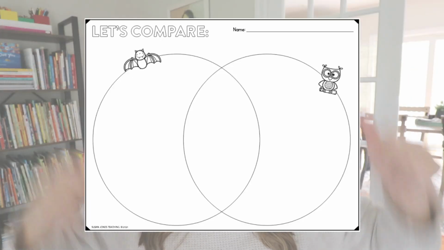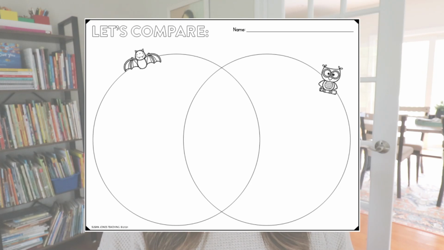And in my October writing unit, I actually have a bunch of differentiated pages for students to go ahead and compare these two animals. Of course, we have a Venn diagram that I would probably use together with the class. I would put this under a document camera, and we would talk about what is different about bats and owls and what is the same.